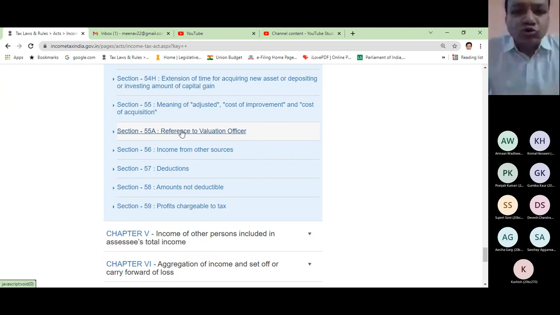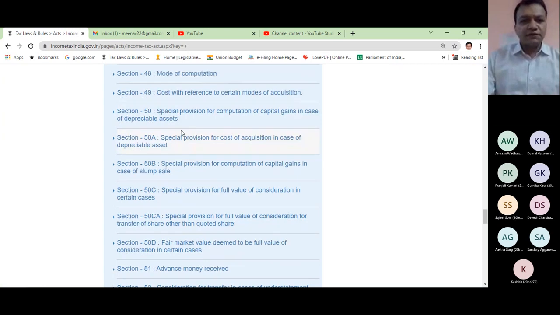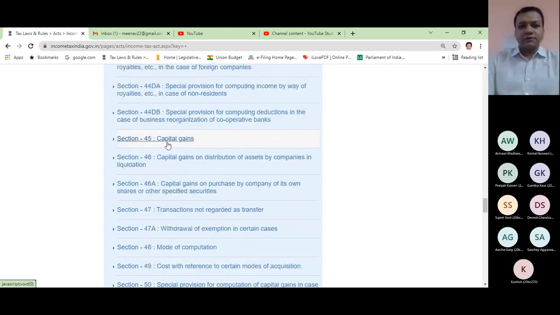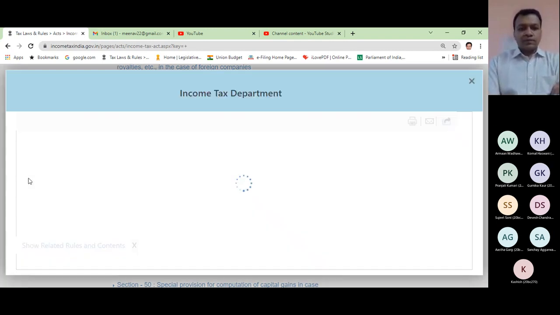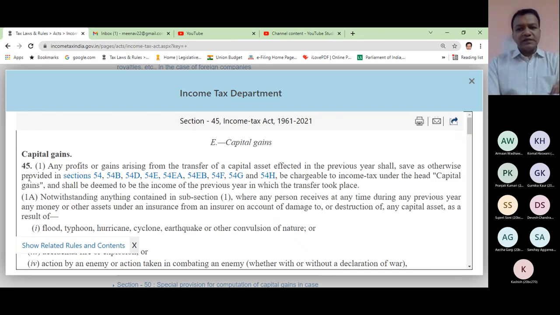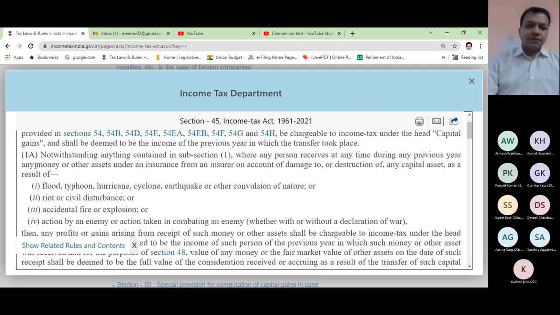Another thing now, as I told you that every first section is the charging section. So I should start capital gain from section 45. This is the starting point. Let us click this 45. If you see carefully, I hope the screen is visible, act is visible, and font size is also comfortable, I think. If you see section 45, there are so many subsections.